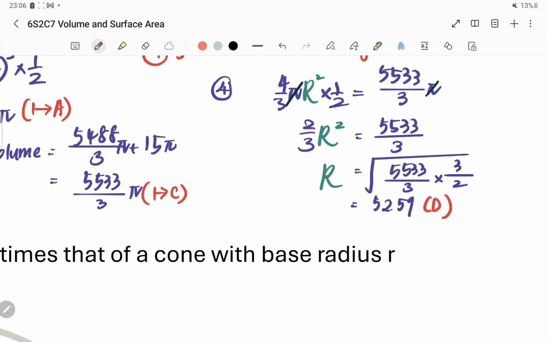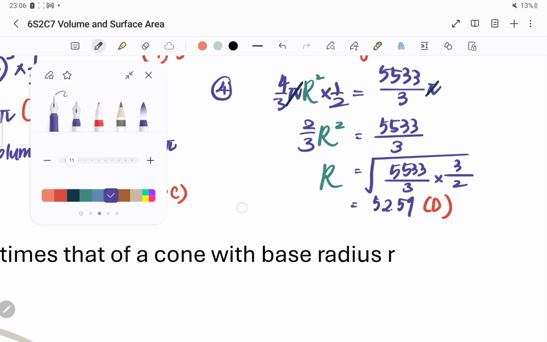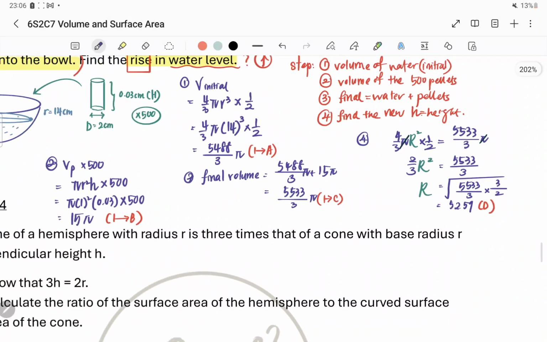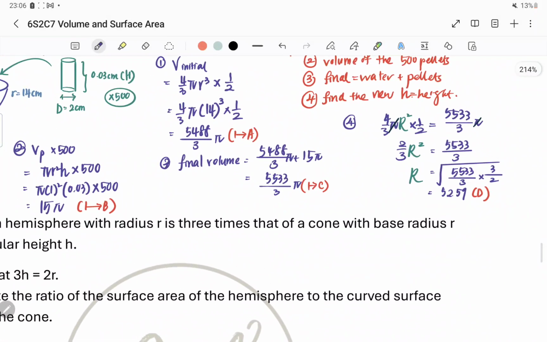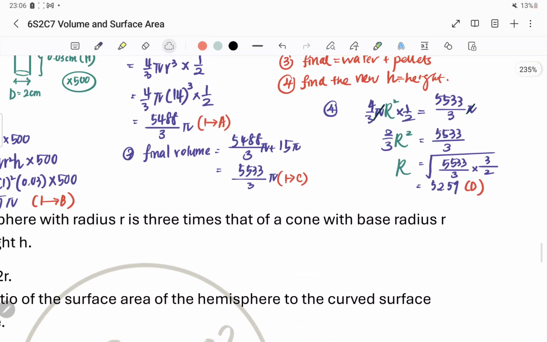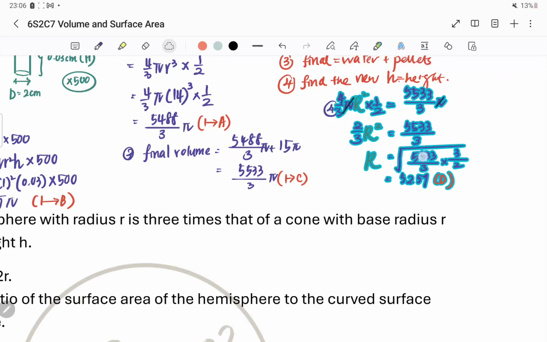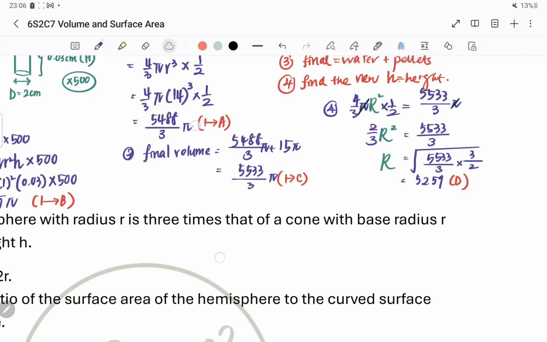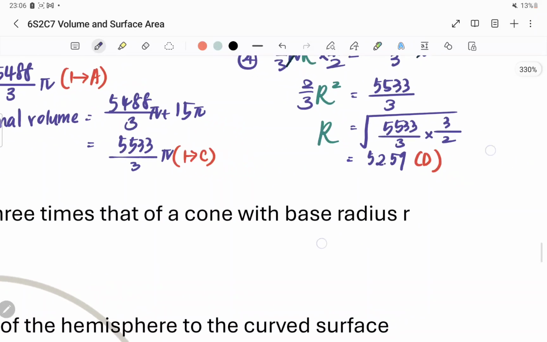Save first. Okay, save as D. Here we are only finding the new radius, but that doesn't mean we have found the new height. So how do we find the new height? Now you need to use similarity. Okay, you need to use similarity.